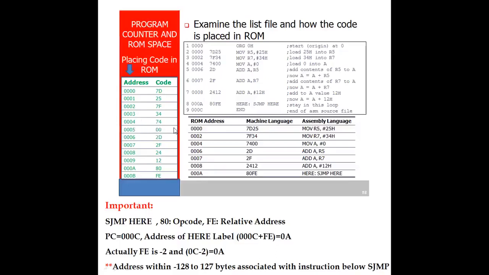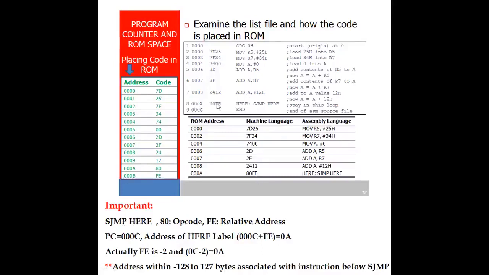If we go from the top to the bottom of this table, we are finding the address locations where the different opcodes and operands are placed. Whenever the program counter indicates location 000A, it finds the instruction SJMP here. In location 000A, the opcode it finds is 80. 80 is the opcode for SJMP, and here you have to provide the relative address.